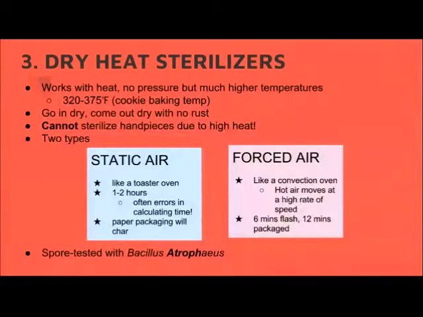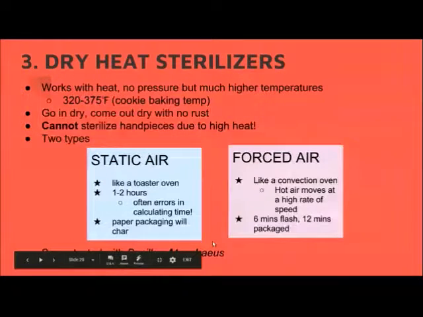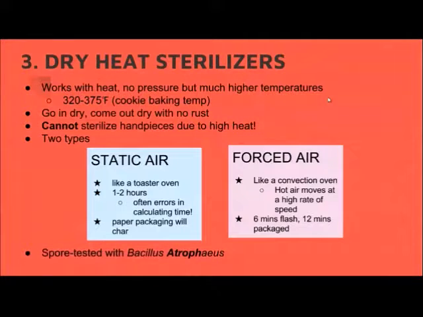The dry heat sterilizers are what I think of as cookie baking temperature. So they're about 350, 375, and the biggest problem, of course, as I said, is you can't put hand pieces in them because they're too hot. And we spore test our dry heat with Bacillus atrophaeus. And Bacillus atrophaeus is just a different type of spore that is sensitive to higher heats.